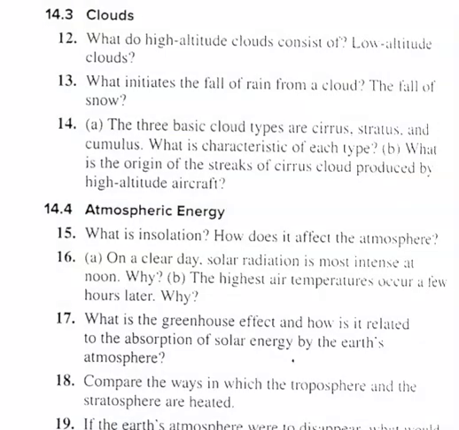Number 12. What do high altitude clouds consist of? Low altitude clouds. I need you to know this. There are three levels of clouds in the atmosphere. There are 5 clouds at the lower level, and I'll point them out to you in another video. There are 2 mid-level clouds called altos, and then there are 3 high-level clouds. So there are 10 types of clouds that I want you to know.